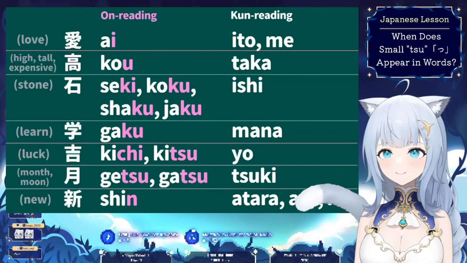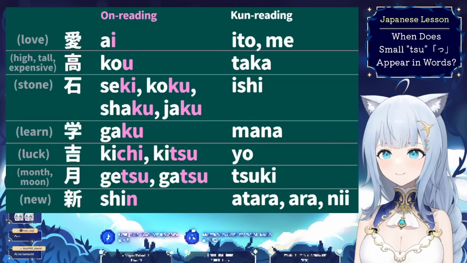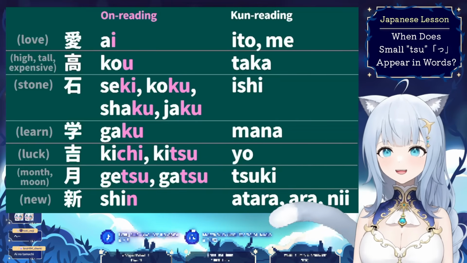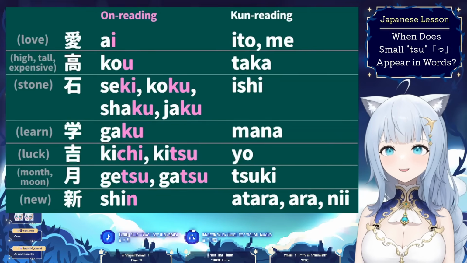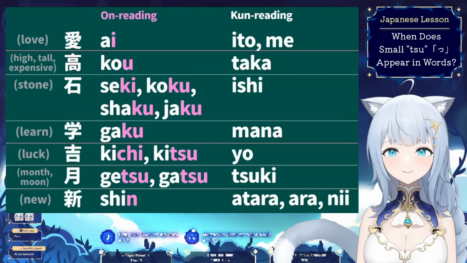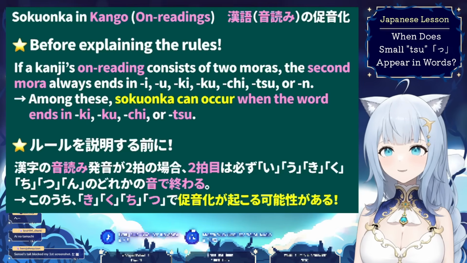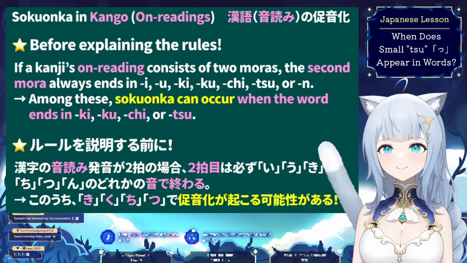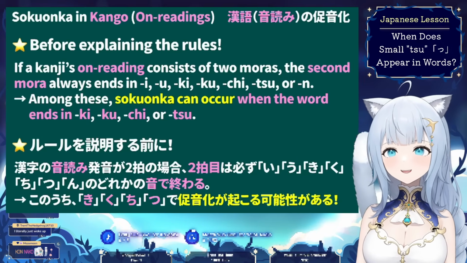Learn is gaku, ku. Luck is kichi or kitsu, so chi and tsu. And month and moon is getsu or gatsu, so tsu, and new is shin. So these pink parts are i, u, ki, ku, chi, tsu. Yeah, only seven patterns, so this is true. If a kanji's on reading consists of two moras, the second mora always ends in i, u, ki, ku, chi, tsu, or n. Guys, please remember kikuchitsu, the word ends in kikuchitsu.